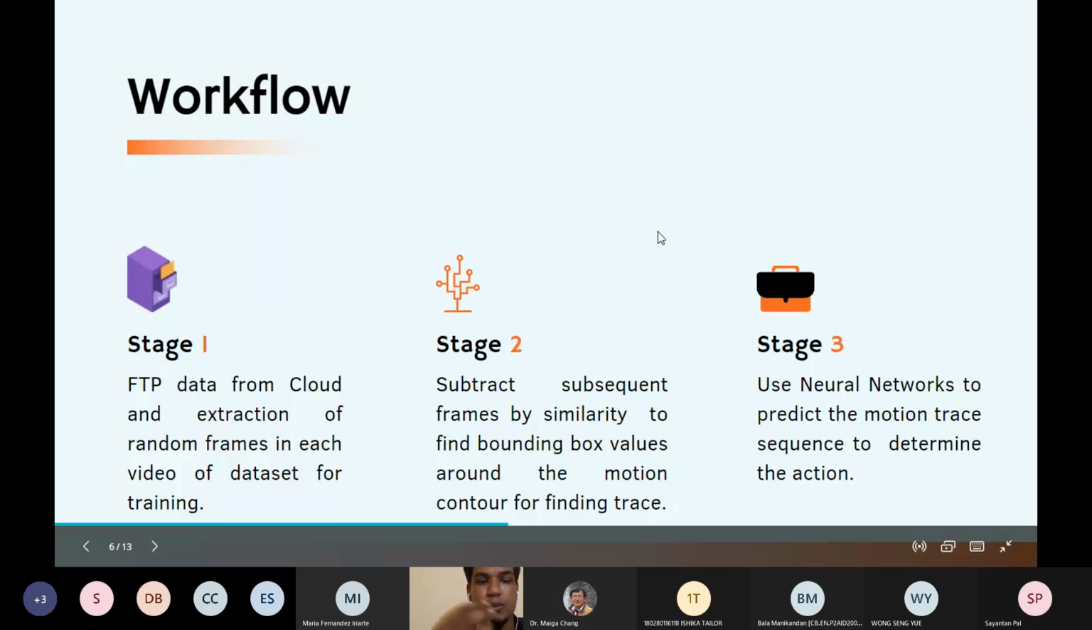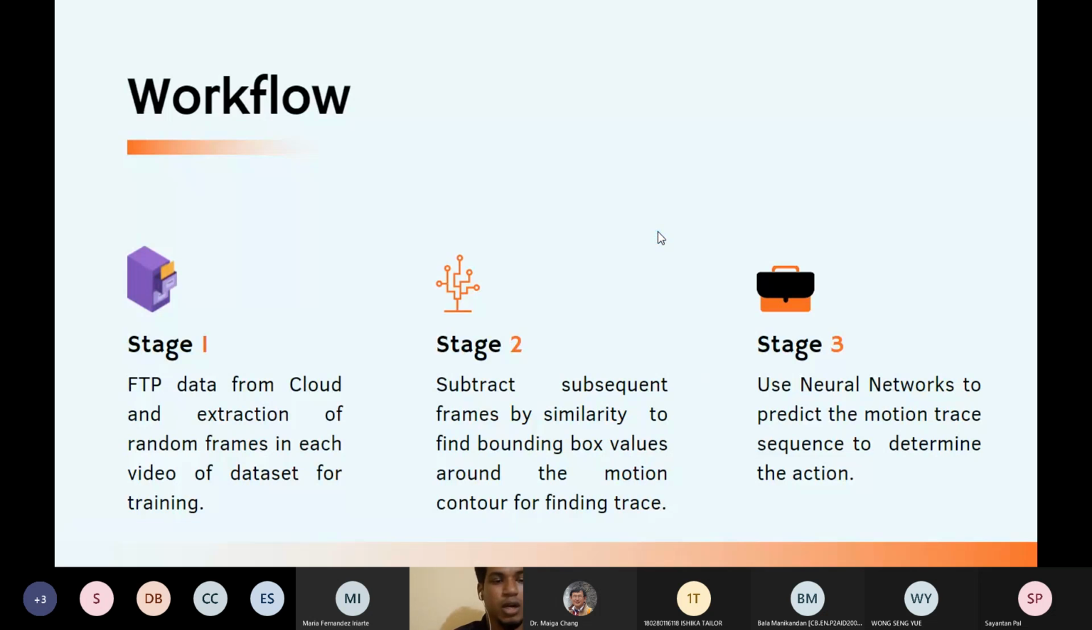We extract the movement trace from the video. Stage two consists of two parts. One is structural similarity, where we differentiate each frame from subsequent frames to extract the motion of the person in the video. After that we draw the bounding box around the motion, where the motion happened. Then we extract the trace by using the center points of that bounding box.